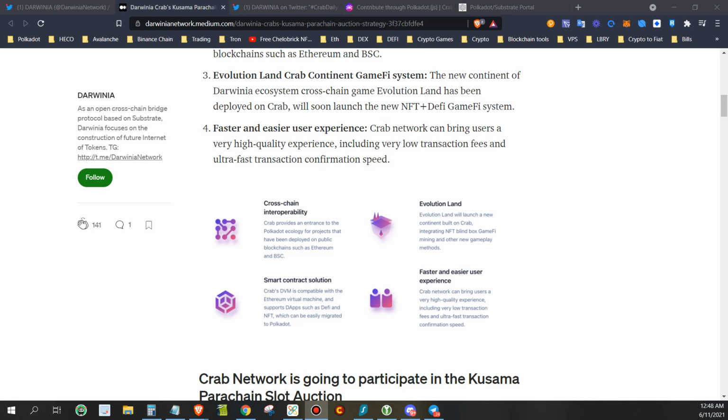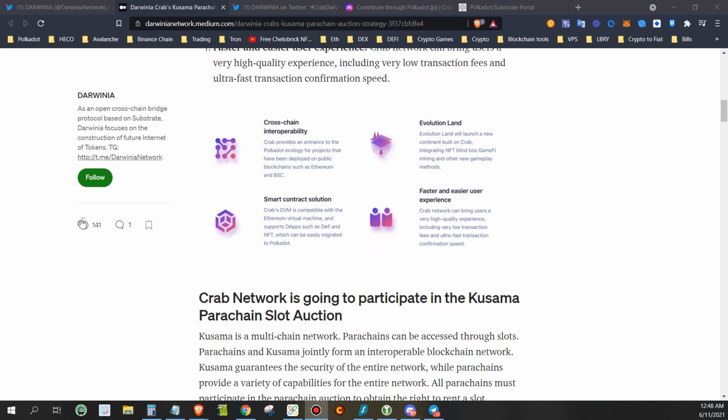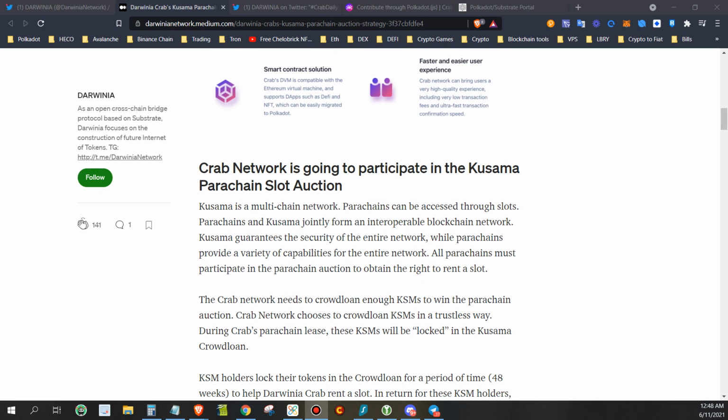There's going to be a lot of cross-chain aspects, which are included in the previous technology with Darwinia, such as Evolution.land, with the Ethereum and Tron blockchains having cross-chain interactions through the game. So that was an early development, and now we're focusing on the Crab Network. The Crab Network is going to participate in the Kusama Parachain slot auction. Kusama is a multi-chain network. Parachains can be accessed through slots. Parachains and Kusama jointly form an interoperable blockchain network. Kusama guarantees the security of the entire network, while parachains provide a variety of capabilities for the entire network.